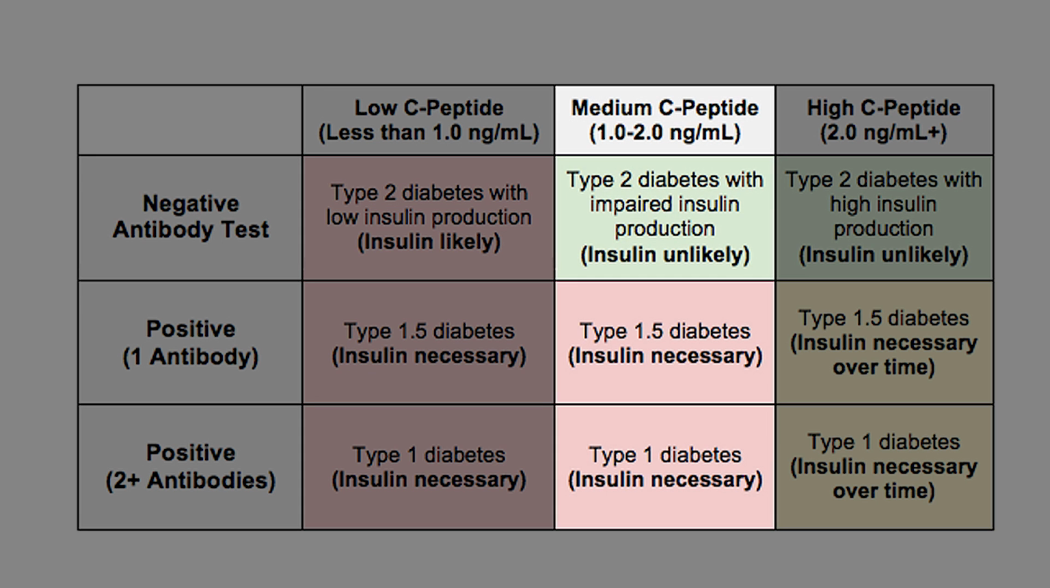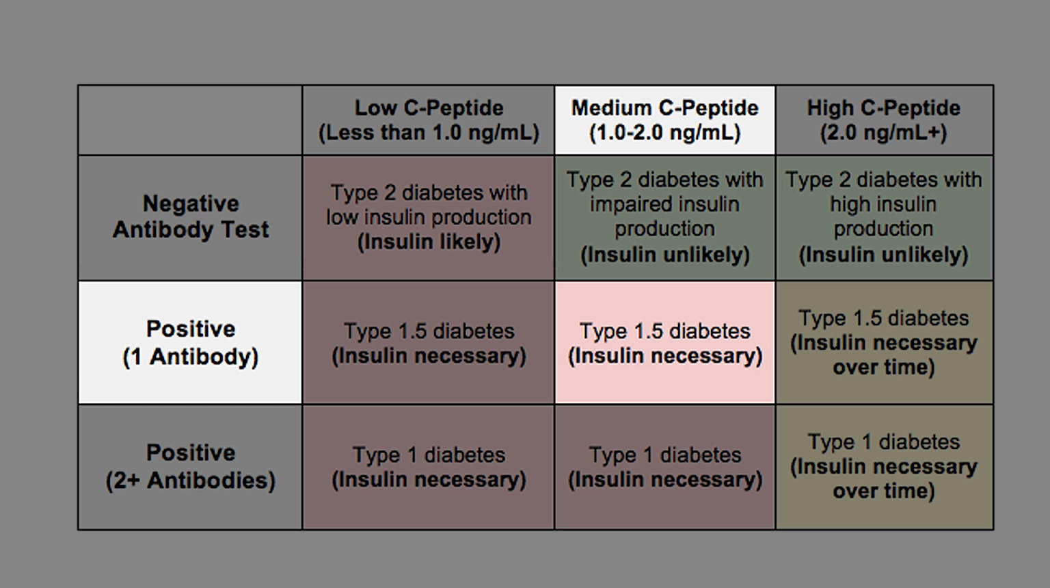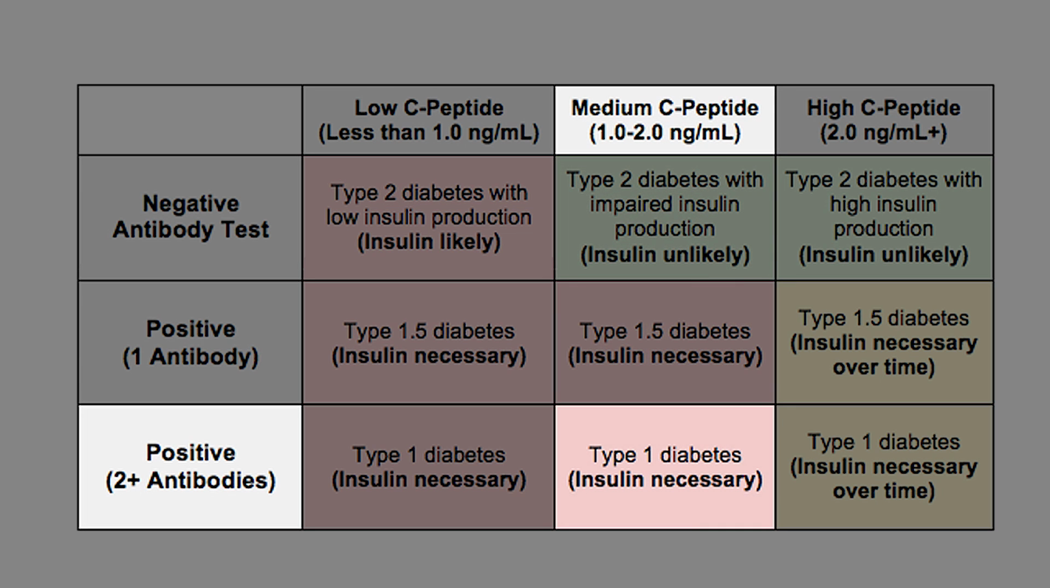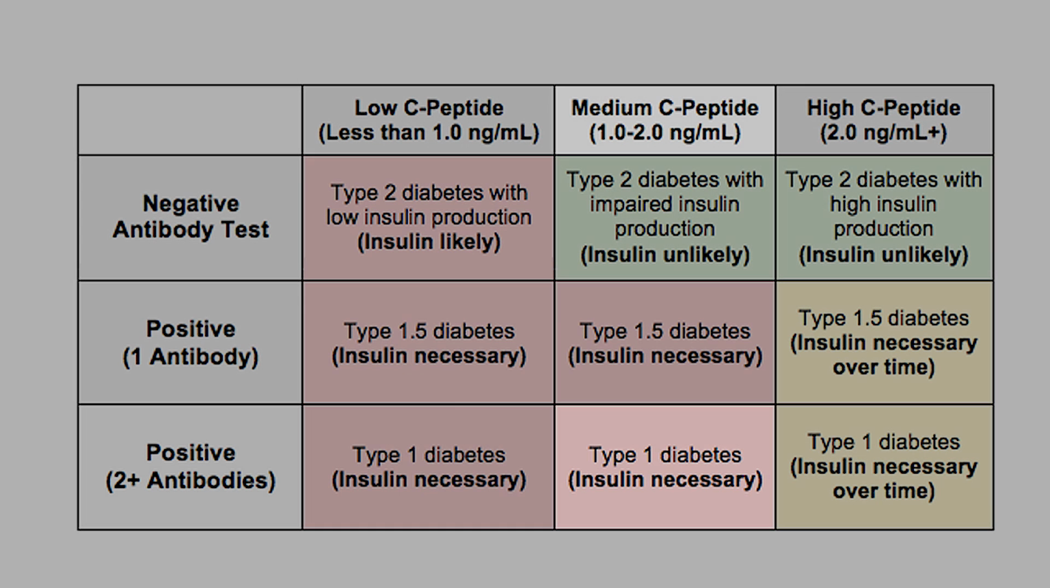If you test positive for 1 islet antibody and are over the age of 30, then you're likely living with type 1.5 diabetes and may experience a decline in your insulin production with an increased need for exogenous basal and bolus insulin over time. If you test positive for multiple islet antibodies, irrespective of how old you are, then you're likely living with type 1 diabetes and are currently in the honeymoon phase in which your endogenous insulin production is on the decline. You will likely experience an increased need for exogenous basal and bolus insulin over time.